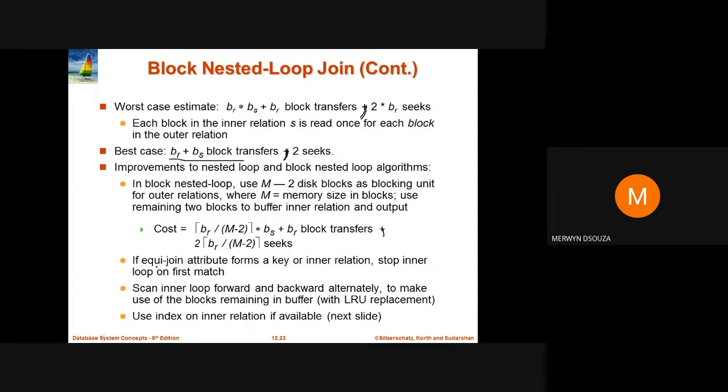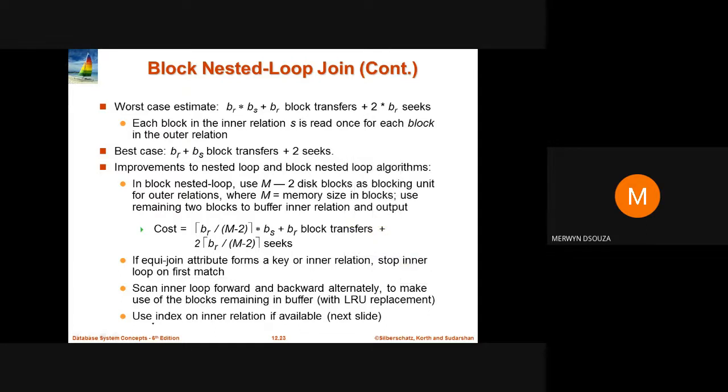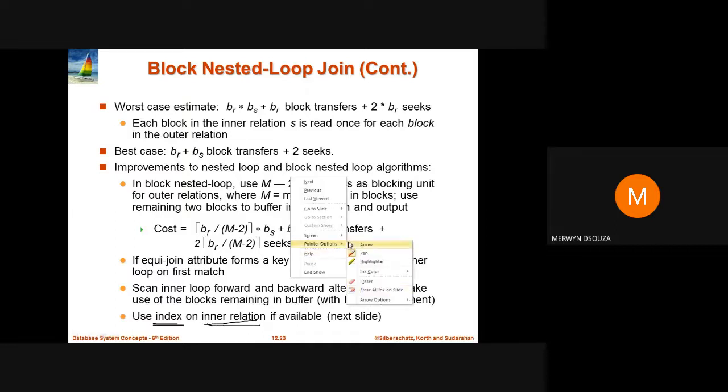If you are using an equijoin, and the equijoin attribute forms a key on the inner relation, then we could stop the inner loop on the first match. We could also scan the inner loop forward and backward to make use of the blocks remaining in the buffer. We could use something like the LRU algorithm to do that. The next possible optimization is by using an index on the inner relation. So we will see the next algorithm wherein we use the index on the inner relation.